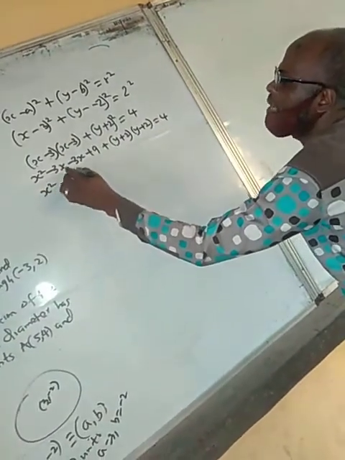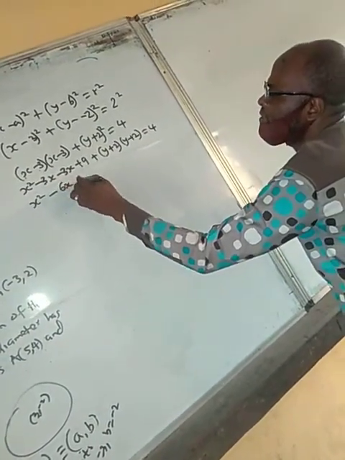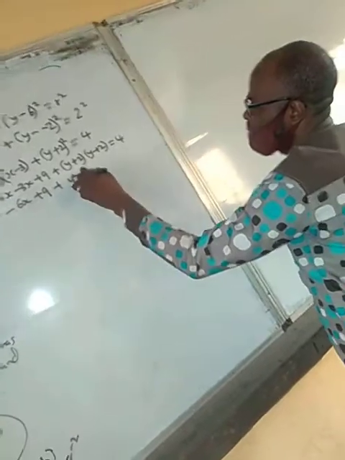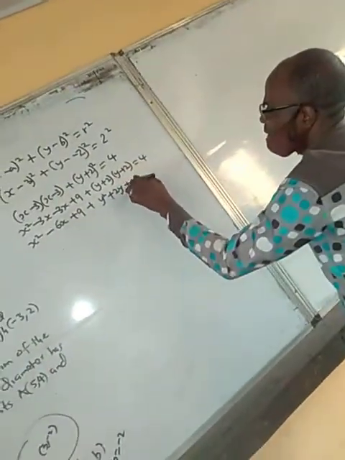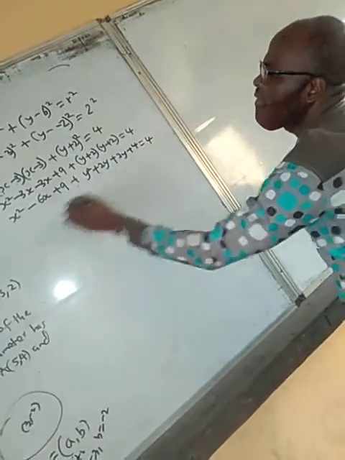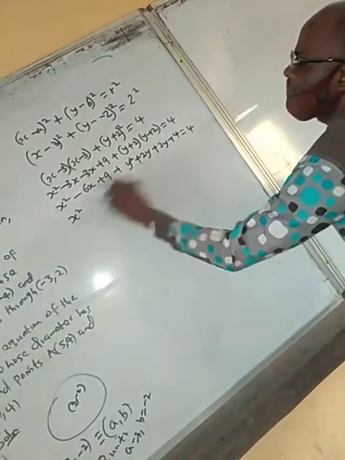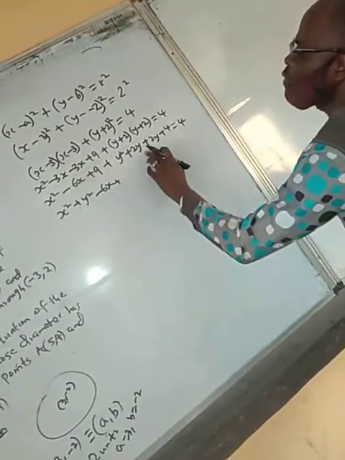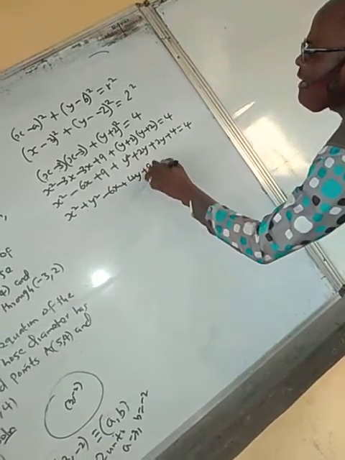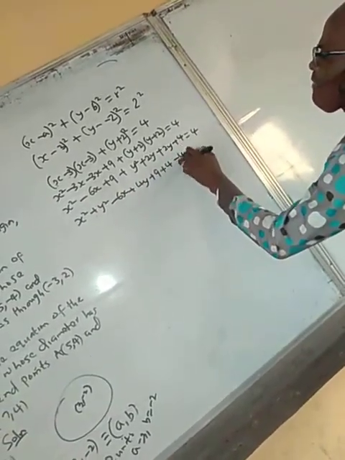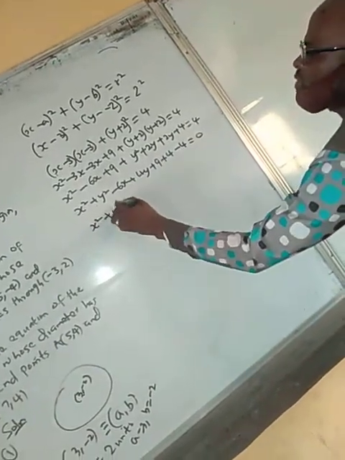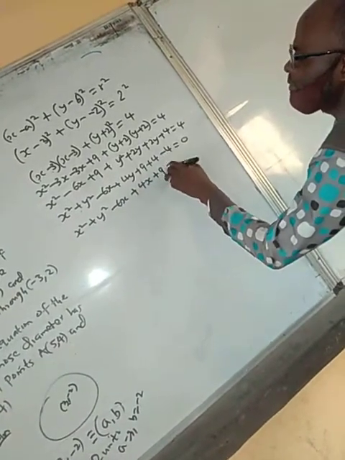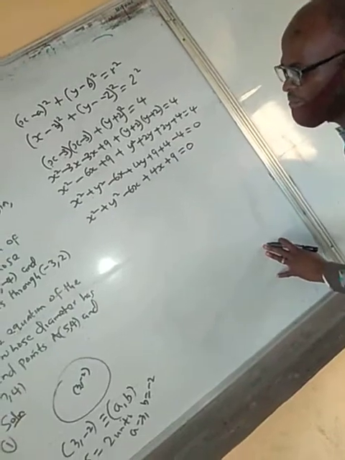So x squared minus 6x plus 9 plus y squared plus 2y plus 2y plus 4 is equal to 4. So x squared plus y squared minus 6x plus 4y plus 9 plus 4. Bring 4 here, minus 4 is equal to 0. So x squared plus y squared minus 6x plus 4y plus 9, 4 minus 4 is 0, equals 0. This is the equation of your circle.